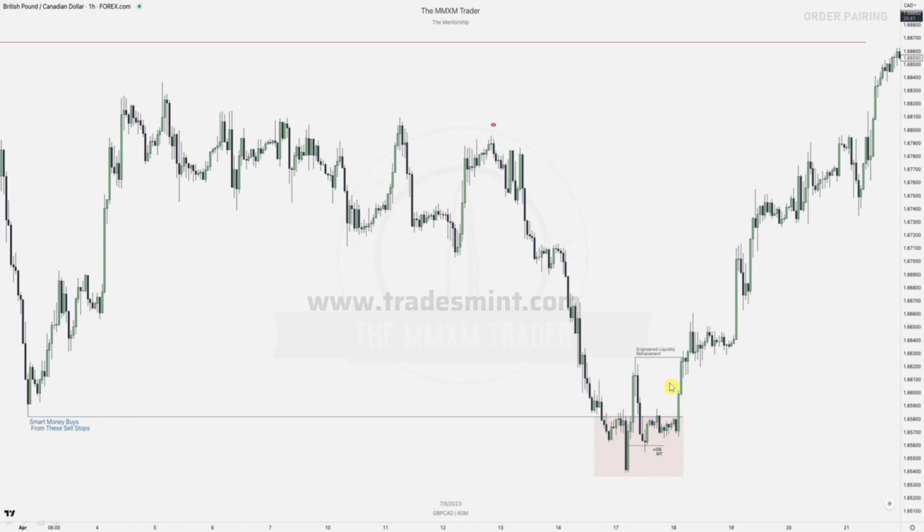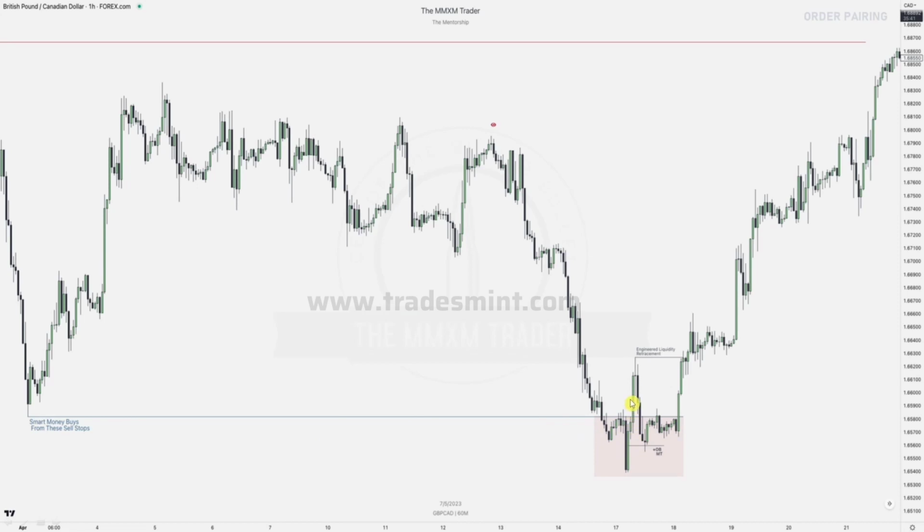And above here we have this premium level. So we can see that this old low down here, right? Where does smart money pair their orders, right? With willing sellers. Their sell stops down here. They're accumulating their long position in this area over here because it's below this old low, right?